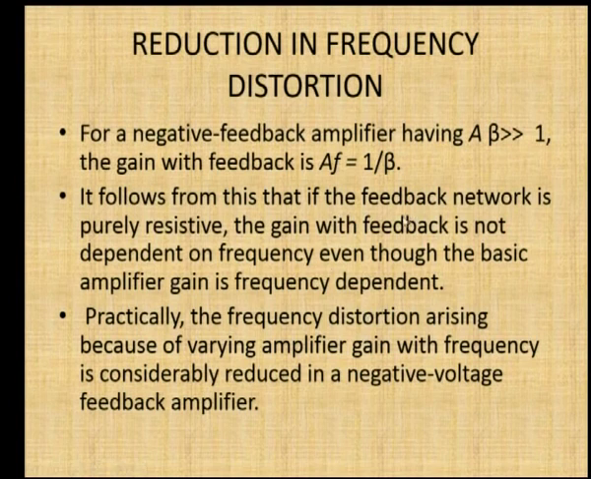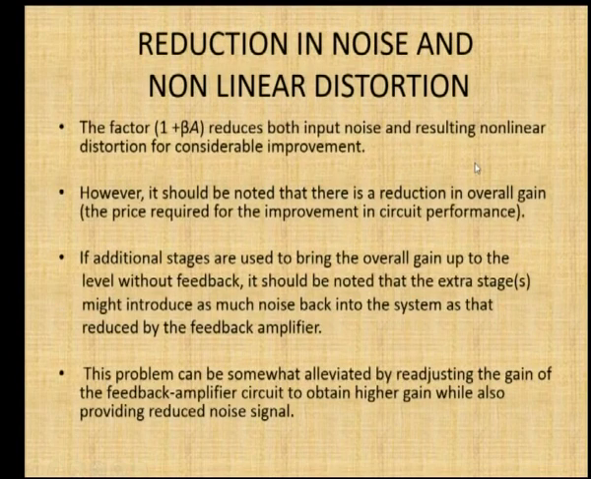And if the gain is reduced by the factor of 1 plus beta A, ultimately the frequency distortion will also get reduced. And so is the noise and non-linear distortion, by the same factor 1 plus beta A. And if beta A is practically considered to be greater than 1 and it is reduced by the factor of beta A, that is, noise and non-linear distortion also get reduced by the factor of beta A, since the open loop gain of the circuit is reduced by the factor of beta A again.